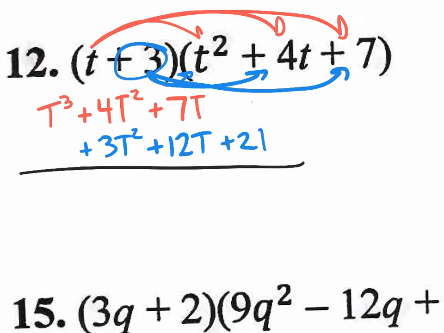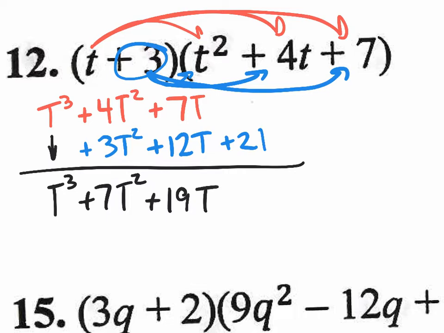And now it's just a question of combining like terms. And because it's lined up like that, it's really easy. The t to the third comes down. The 4 plus 3 is 7 of those t squares. The 7 plus 12 is 19 of those t's, and it's positive 19. And the 21 at the very end simply comes down.